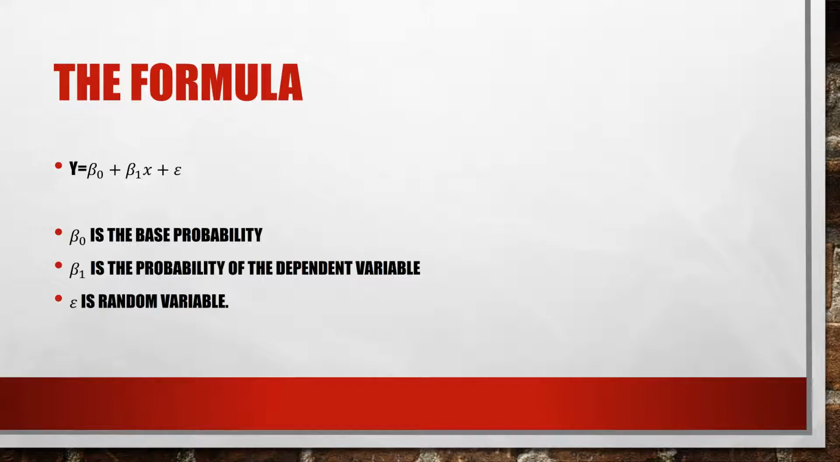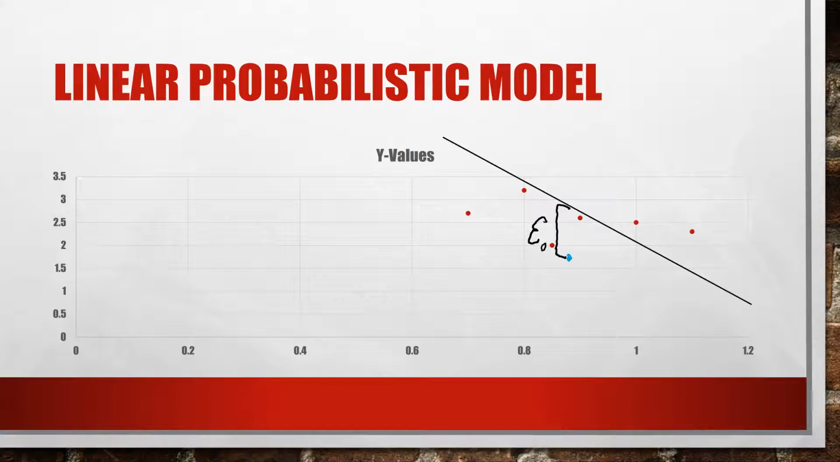Beta sub naught is the base probability, and beta sub 1 is the probability of the dependent variable. But overall, the basic definition of the linear probabilistic model is that it models data where the expected value of y is a linear function of x, which is shown through this line that we draw through our points, which is the line of the mean value. And here we can see that the epsilon sub naught is below the line of regression, which means that it is less than 0, and the points above this line are greater than 0.